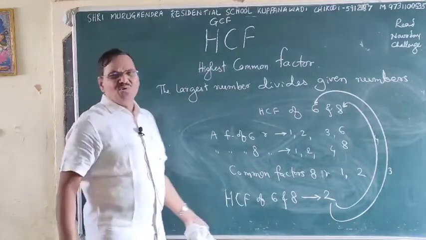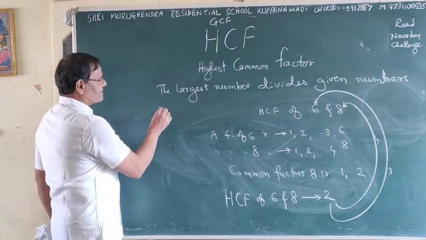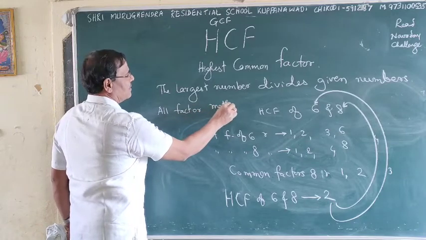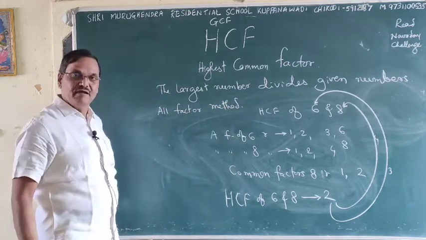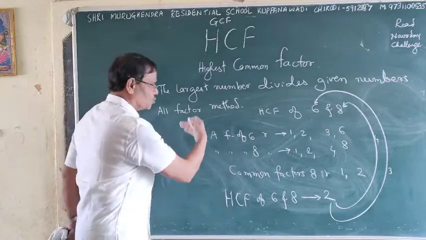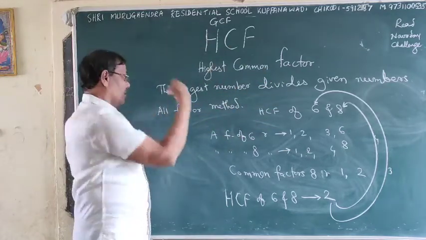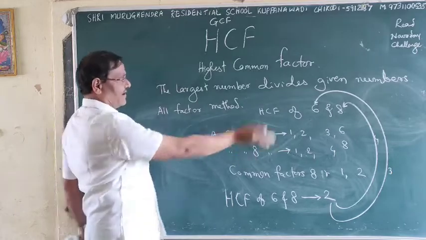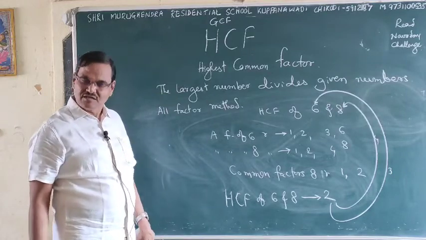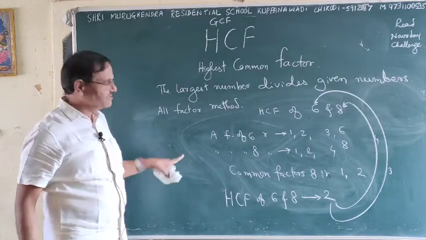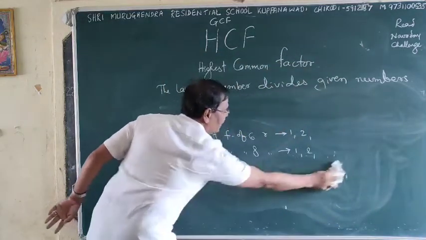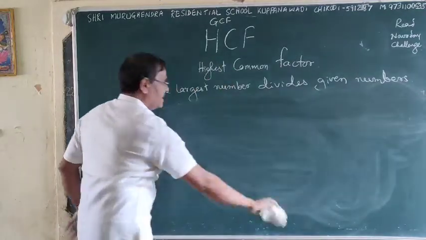And this method is called the all factor method. Finding HCF through the all factor method is costly, because first we have to find all factors of 6 and 8, and again write the common factors, then we go for the HCF. So this is a costly method, so nobody will use it. Which method do we have to go for then? Okay, we have to go for the division method.